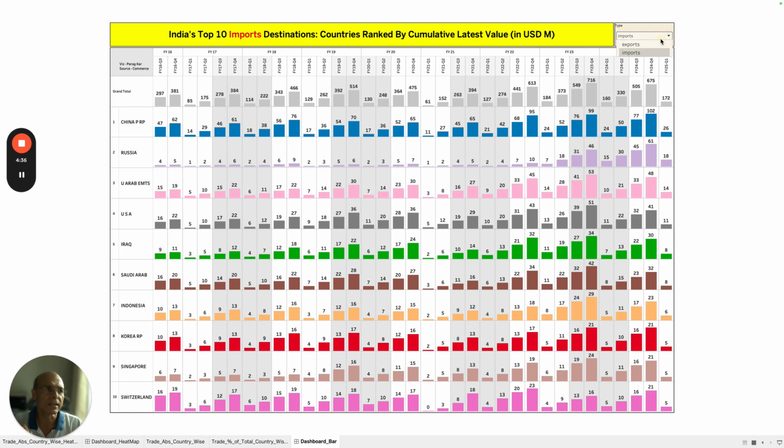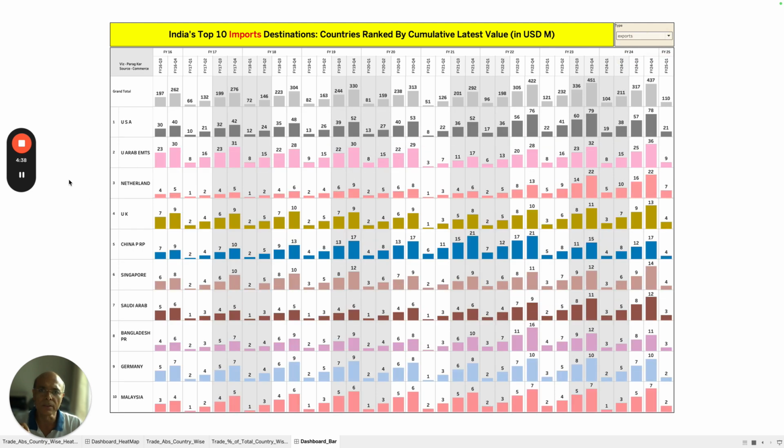Now let's look at the export trends. If you look at exports for various countries, you will find that our largest export destination is the USA, and our exports are seeing an increasing trend as far as the USA is concerned.